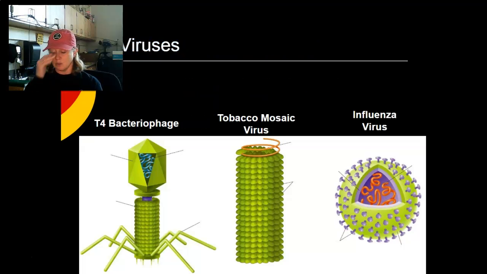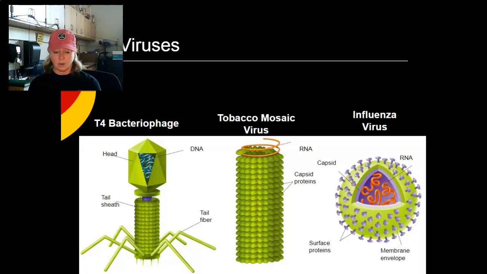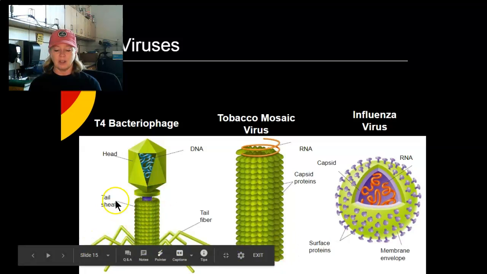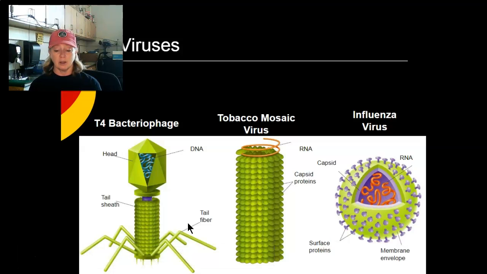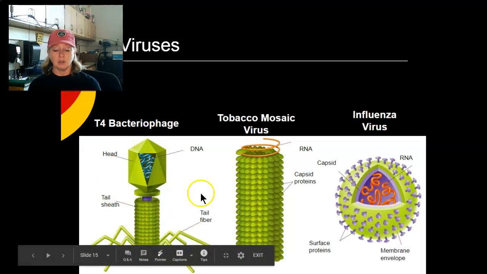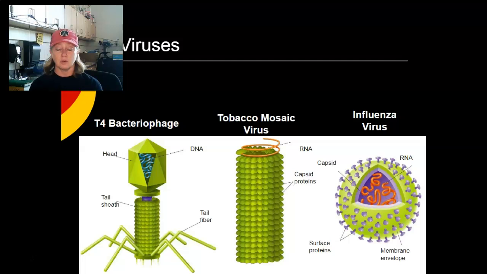All right, so here are just 3 examples of some viruses. You've got the T4 bacteriophage, which kind of looks like a little alien ship. Those are the ones that infect bacteria. We talked about these when we were doing biotechnology and DNA, as one of the ways that they used to discover what genetic material was.